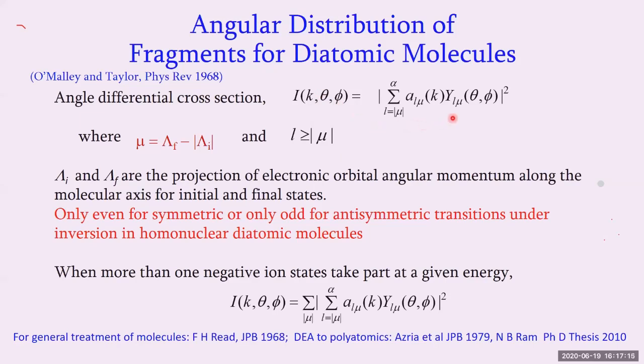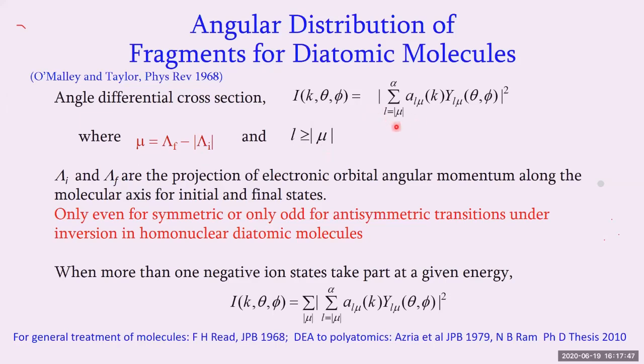in terms of spherical harmonics, where L is the angular momentum, which has to be larger than the projection of the angular momentum on the molecular axis. Lambda is the projection of L on the molecular axis, and mu is the difference between the final state lambda and the initial state lambda, and L has to be greater than or equal to mu.